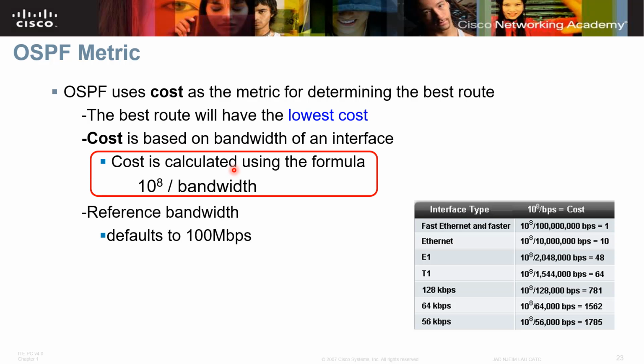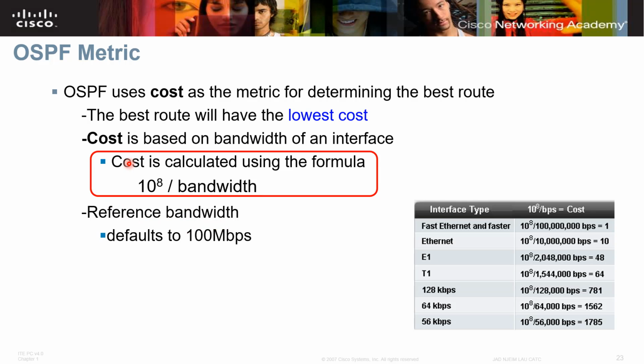The cost is calculated as 10 to the power 8 divided by the bandwidth. And 10 to the power 8, we name it the default or reference bandwidth, which is 100 megabit per second. But this is the default, or reference, or maximum bandwidth. It means that when they identified this protocol, this was the maximum bandwidth available at that time. It is considered as the reference metric, the reference bandwidth.